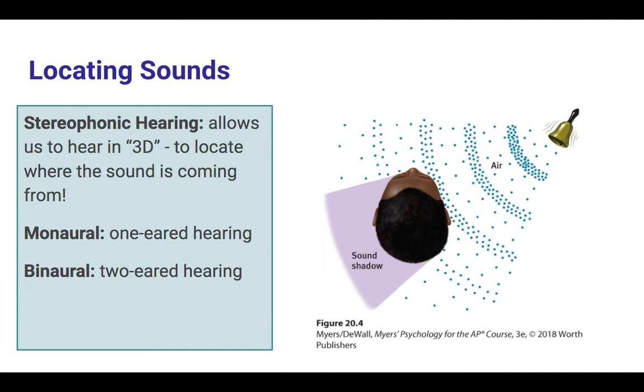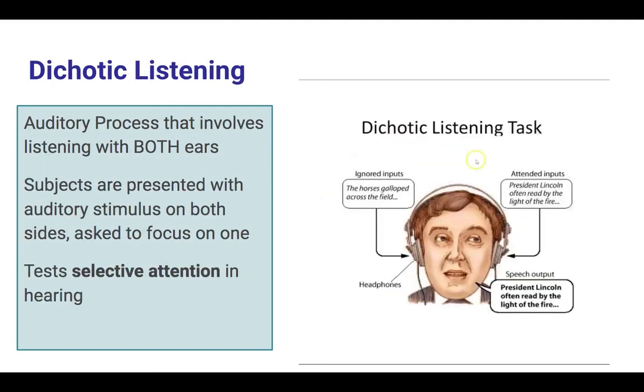Okay, we have the fun natural gift of having two ears. So we have this thing called stereophonic hearing. Stereo basically means on both sides, like if you're listening to a stereo system, it's surround sound. Stereophonic hearing allows us to hear in 3D and locate where the sound is coming from. If you're listening with one ear, like we did in our little activity, that's monaural, or one-eared hearing. Binaural is two-eared hearing.